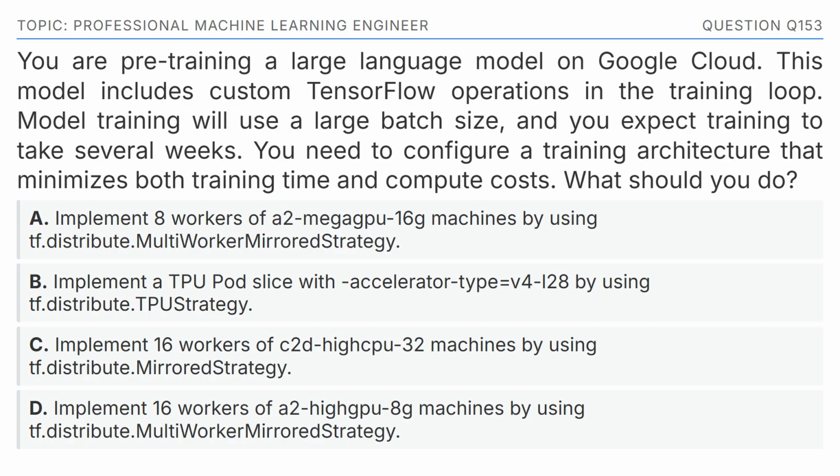tf.distribute.MultiWorkerMirroredStrategy. Option B, implement a TPU pod slice with accelerator type equals v4-128 by using tf.distribute.TPUStrategy. Option C, implement 16 workers of C2D highcpu-32 machines by using tf.distribute.MirroredStrategy. Option D, implement 16 workers of A2 highgpu-8G machines by using tf.distribute.MultiWorkerMirroredStrategy.